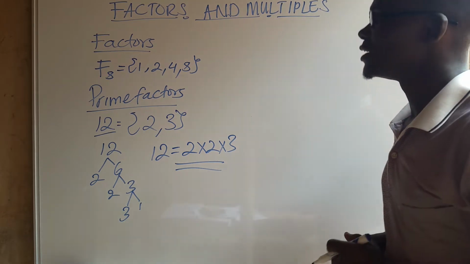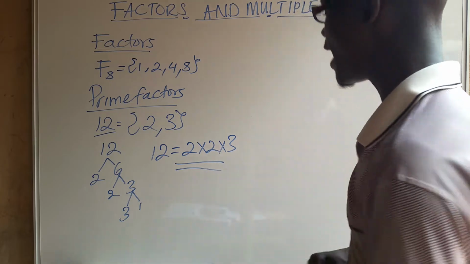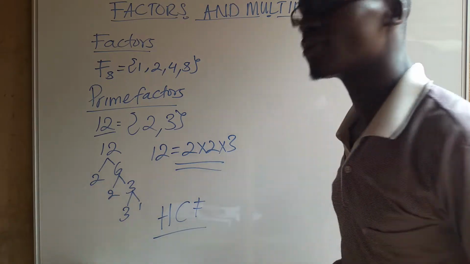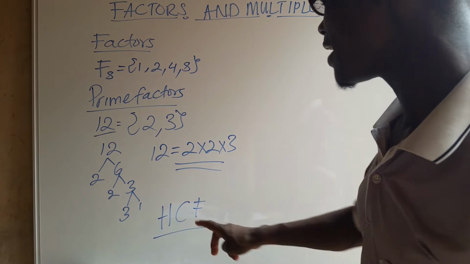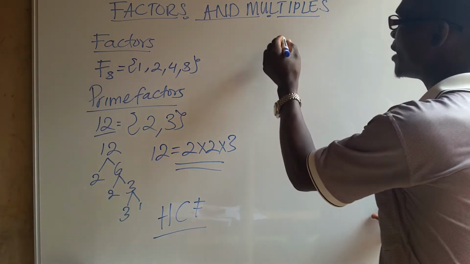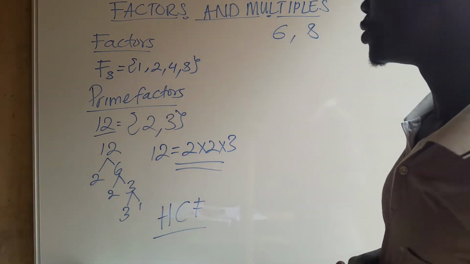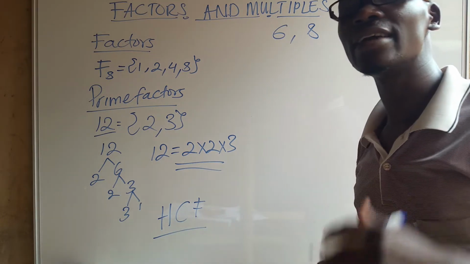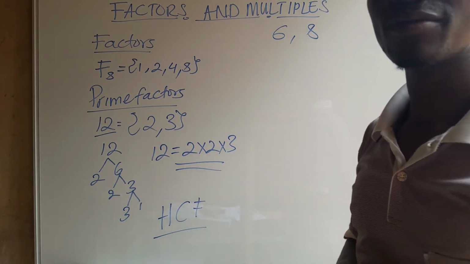Good. And concerning factors, we have what we call the highest common factor of 2 or more numbers. How do we get the highest common factor of 2 or more numbers? Let's say we have 6 and 8. We shall first decompose these 2 numbers and express them as products of their prime factors.